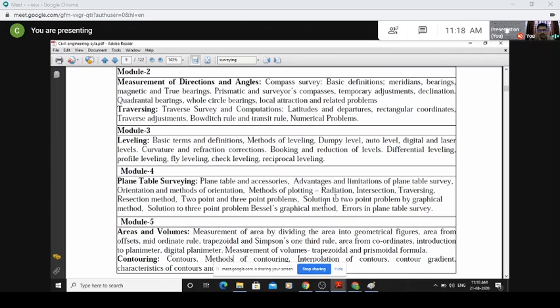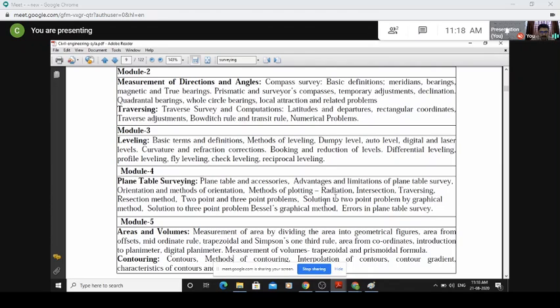Leveling also helps you to get a horizontal floor in your house. And if you observe, all the windows in your building will have the same level. That is being done with the help of leveling. So you are going to know what leveling means. You are going to learn basic terms associated with leveling.